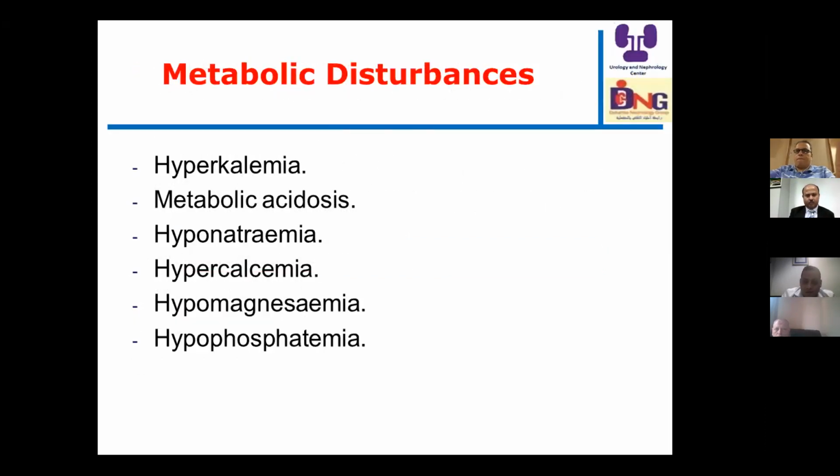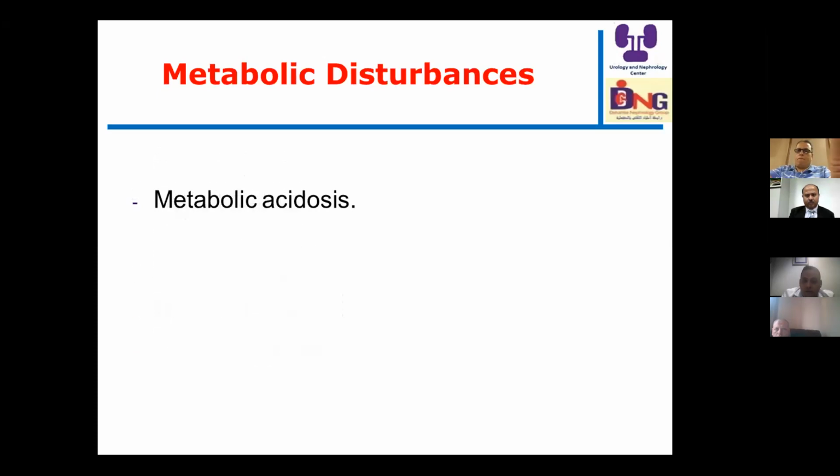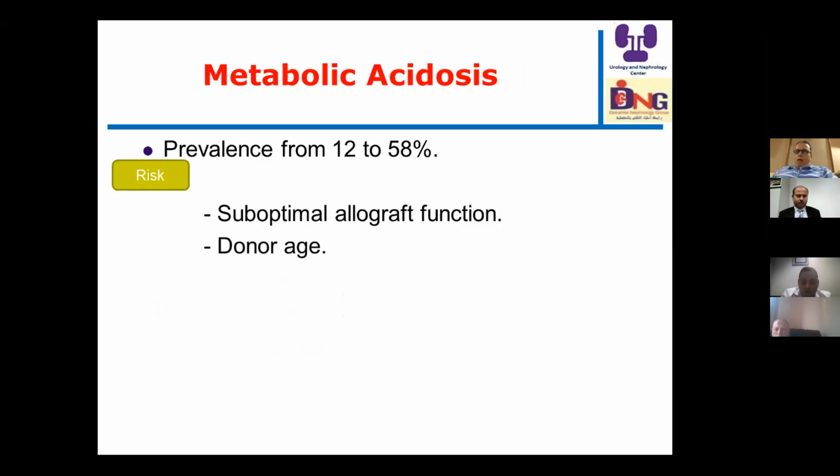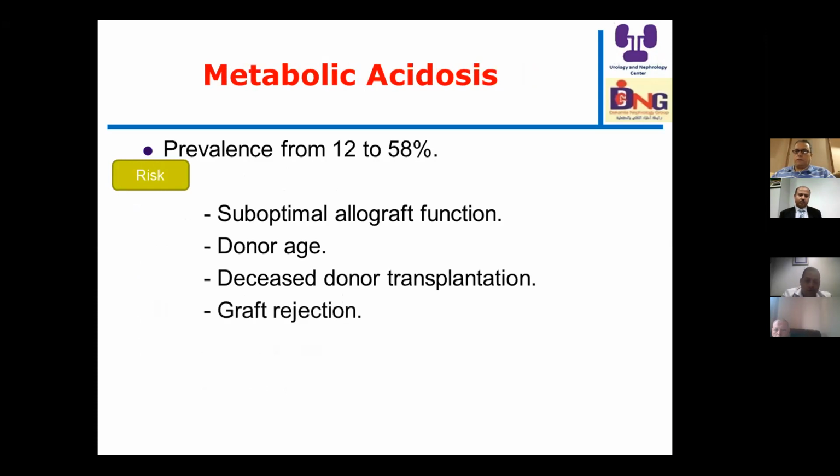The second metabolic disturbance in our agenda today will be metabolic acidosis. The prevalence of metabolic acidosis post-transplantation is from 12 to 58%. The risk is suboptimal graft function. With increasing donor age, there is a parallel increase in the incidence of metabolic acidosis post-transplantation, irrespective of the graft function. Also, deceased donor transplantation is associated with more incidence of metabolic acidosis than living donation. With graft rejection, there is an increased incidence of metabolic acidosis, also irrespective of the graft dysfunction, hyperparathyroidism, and CNI.